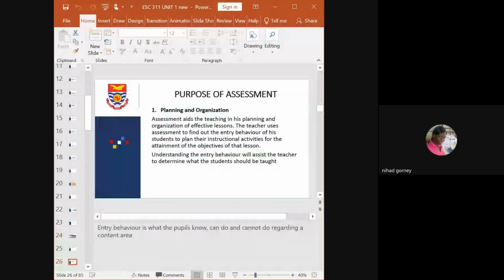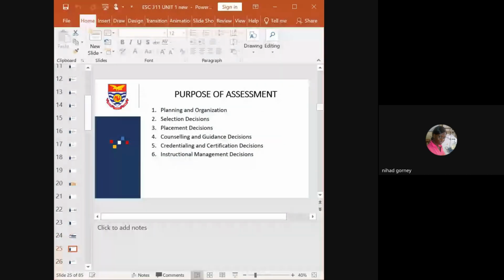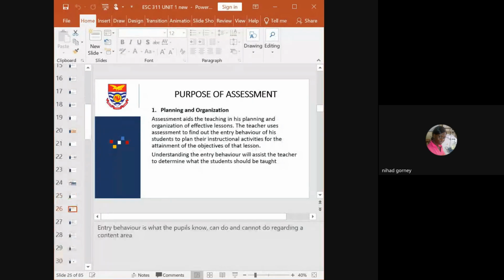We want to look at the purpose of assessment. Why do we even assess? Why do we need to gather data or information on students? Now, there are various reasons why we do that. We'll be looking at planning and organization, selection decisions, placement, guidance and counseling, giving credentials and certifications, and also managing our instructional periods too.